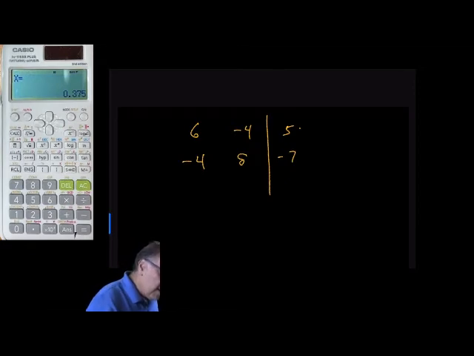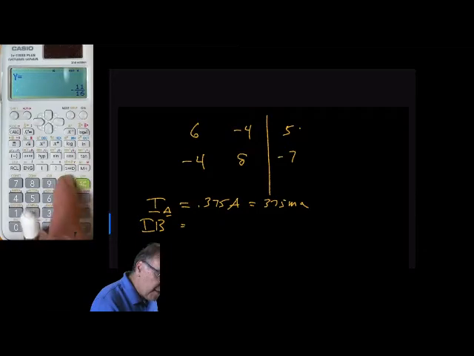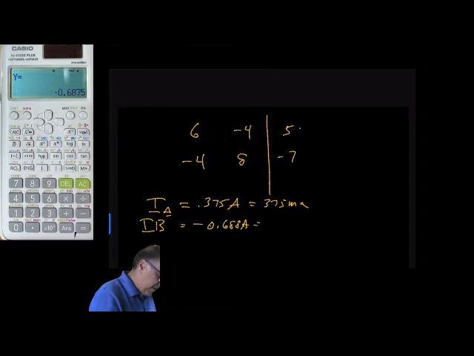So our I sub A would equal 0.375 amps, which equals 375 milliamps. I sub B, hit the equals one more time, and we'll convert that to decimal. So that's equal to minus 0.688 amps, and that's 688 milliamps.